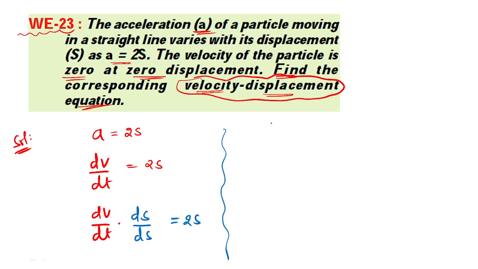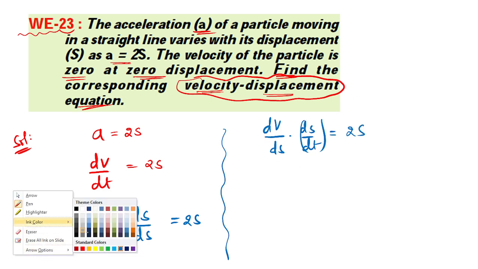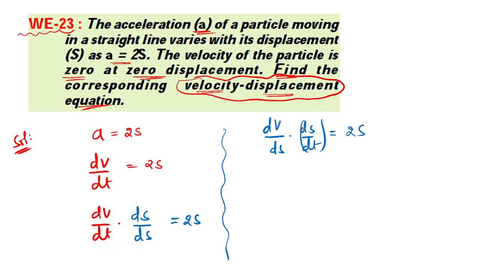Now interchange: dv divided by ds and ds divided by dt. You know already ds by dt means v. So I take this ds to this side, and this entire part will be v. Do not multiply inside, please, I told you already. So v into dv is equal to 2s into ds. Now integrate. That's it.